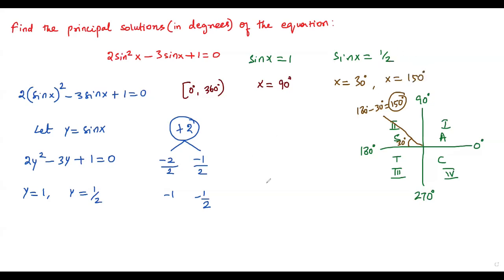Okay, I got three values of x, so let me list out the values over here. 90 degrees, 30 degrees, 150 degrees. Let me write the smallest angle measure, 30 degrees. And the second one is 90 degrees that we got over here. And the third one is 150 degrees. So when I solve the given trigonometric equation, I am getting three values for x: 30, 90, 150. All these values are in the interval from 0 to 360 degrees. So all these values of x can be considered as principal solutions.